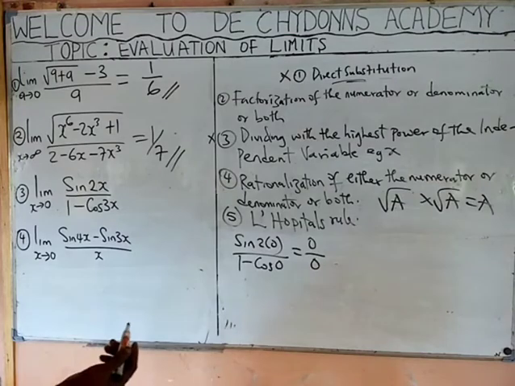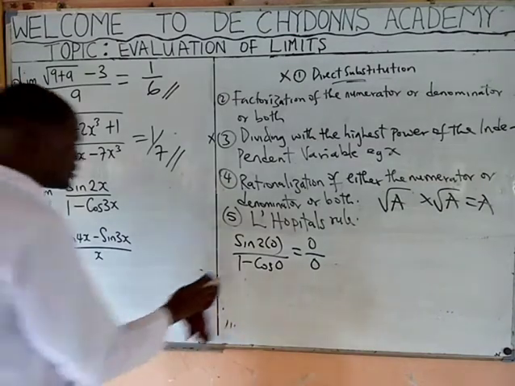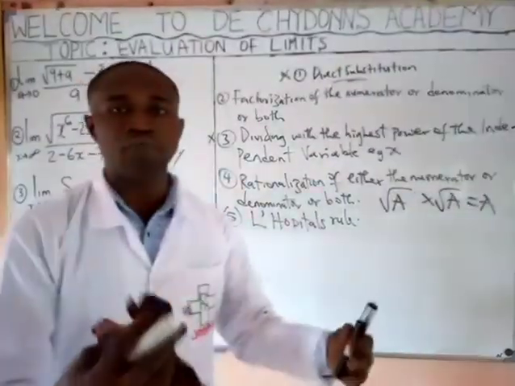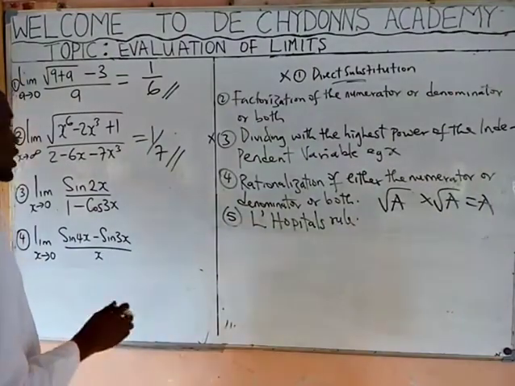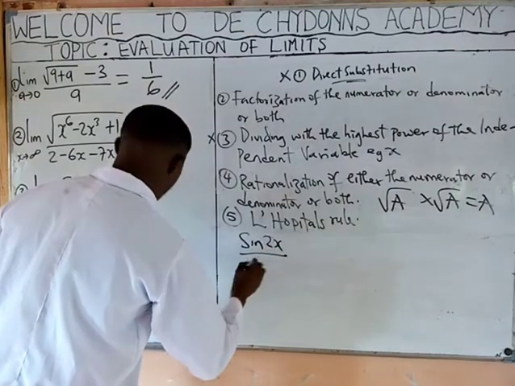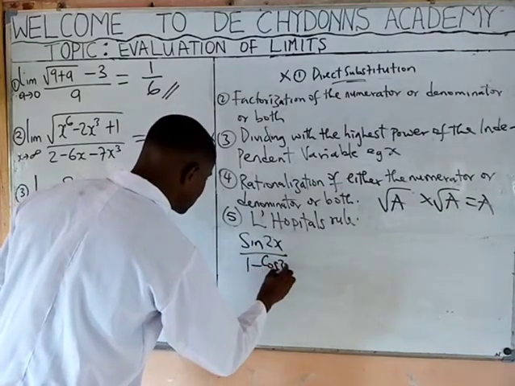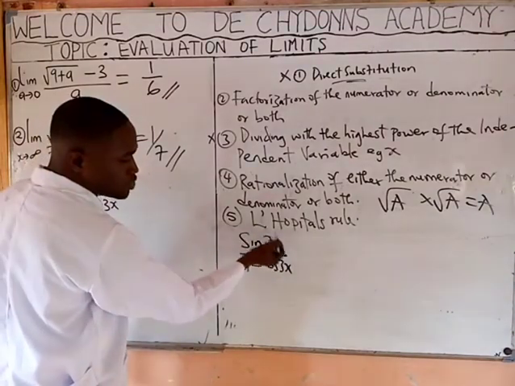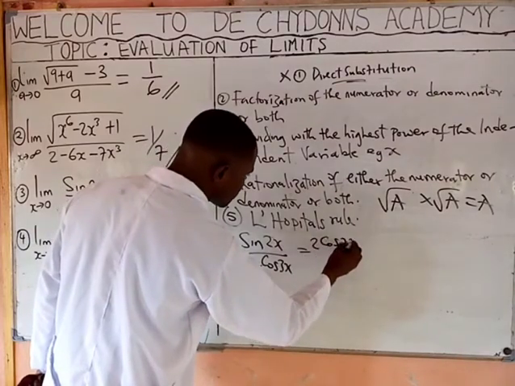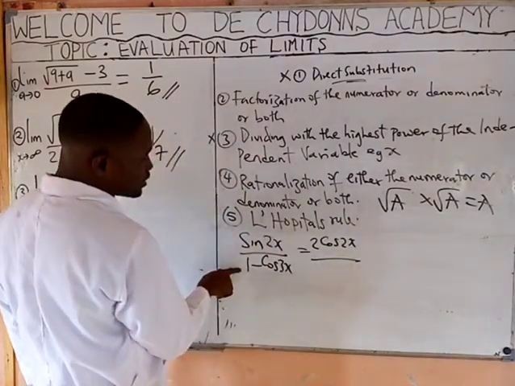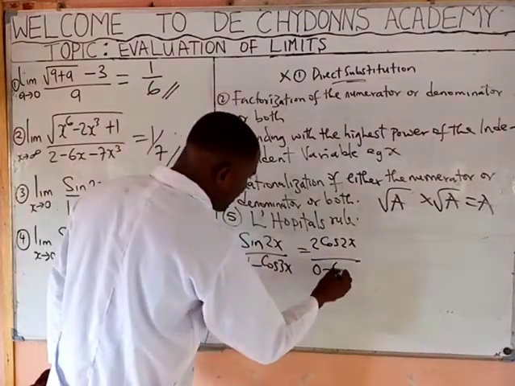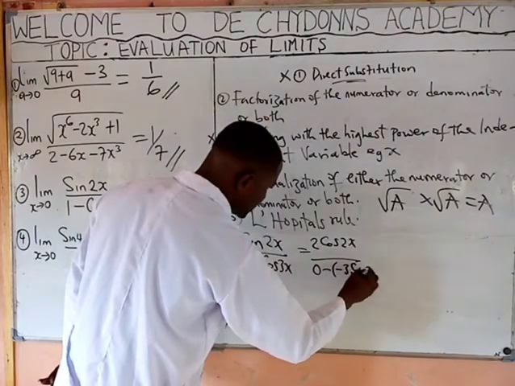So you use any of the methods to solve it. Let's think of a method we can use. We can use L'Hopital's rule, which applies principles of differentiation. L'Hopital's rule simply means write sine 2x all over 1 minus cos 3x, then differentiate the numerator on its own and the denominator on its own. That will be giving you 2 cos 2x all over, differentiate 1, 0, and differentiate cos 3x, which will be giving you minus 3 sin 3x.